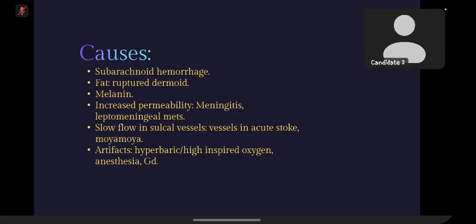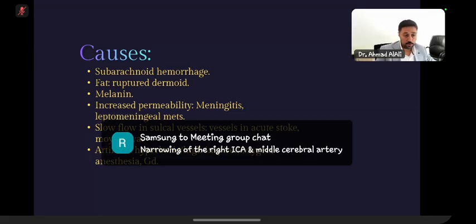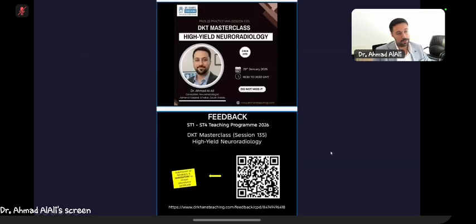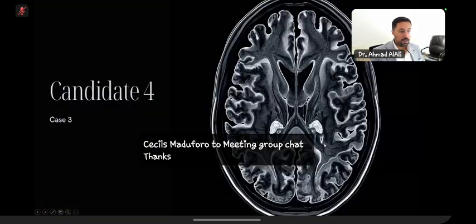In Moyamoya disease, there is extreme narrowing of the internal carotid arteries and the middle cerebral arteries. Excellent. I'm not expecting you to reach the diagnosis from the first image, but at least to consider these differential diagnoses if you are presented with hyperintense T1 or FLAIR signals in the sulci. It's important to consider these differential diagnoses.